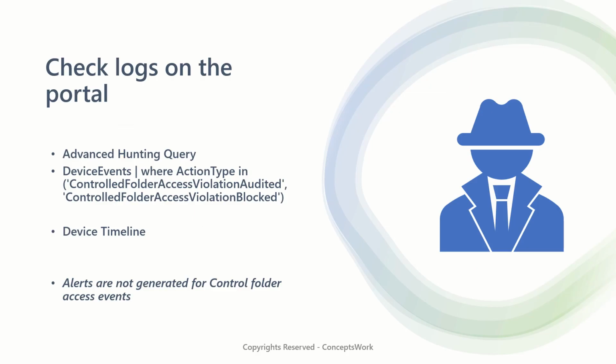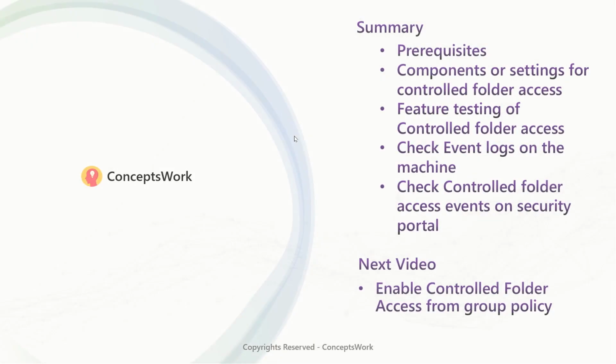Okay. Let's talk about a quick summary of what we have discussed in this video. We have discussed prerequisites, components, all the testing that you can do, and how to enable it. And we have also seen what logs are generated on the machine as well as on the security portal. In the next video, I'm going to talk about how you can enable controlled folder access from group policy.